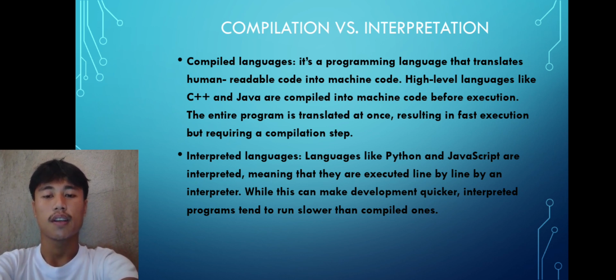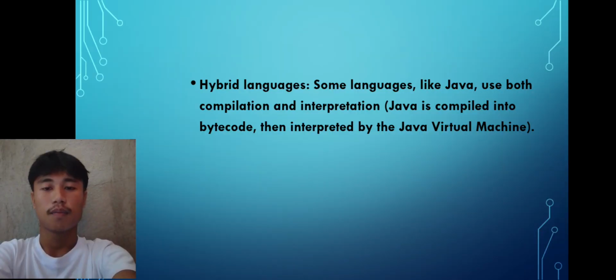Interpreted languages. Languages like Python and JavaScript are interpreted, meaning that they are executed line by line by an interpreter. While this can make development quicker, interpreted programs tend to run slower than compiled ones. Hybrid languages. Some languages like Java use both compilation and interpretation. Java is compiled into bytecode, then interpreted by the Java Virtual Machine.